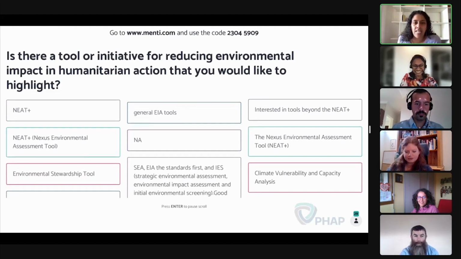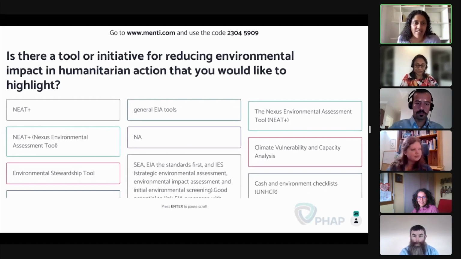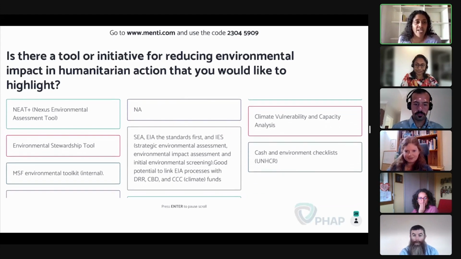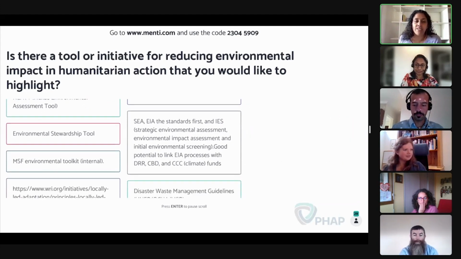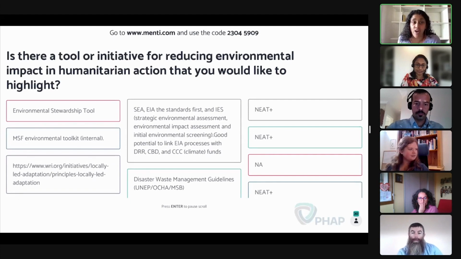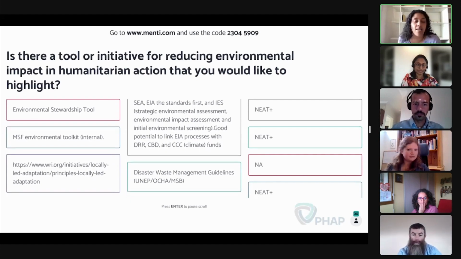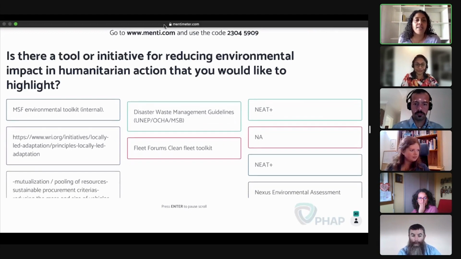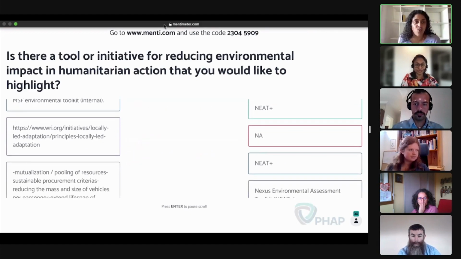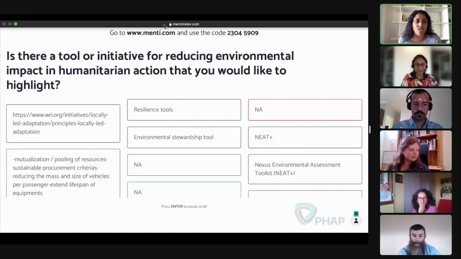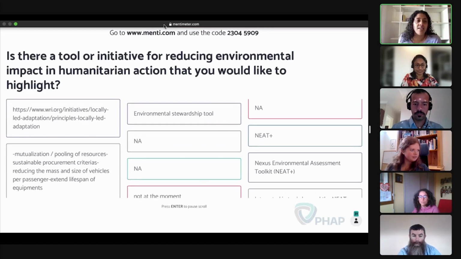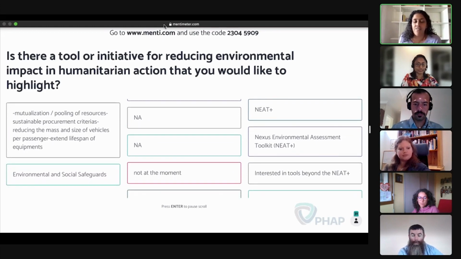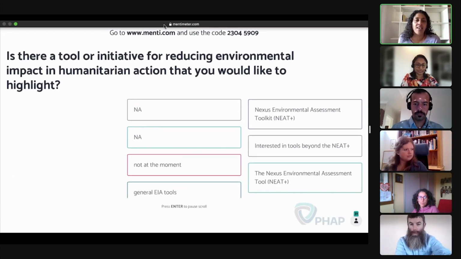We've also got climate vulnerability and capacity analysis. Thank you for the person who spelled out CVCA. Cash and environment checklist, environmental stewardship tool, MSF's environmental toolkit, which is internal, but maybe someone can help us understand what we could learn from that one as well. Fleet Forum's Clean Fleet Toolkit, mutualization and pooling of resources. I think there's some, and then we've also got WRI's initiatives there, environmental and social safeguards.